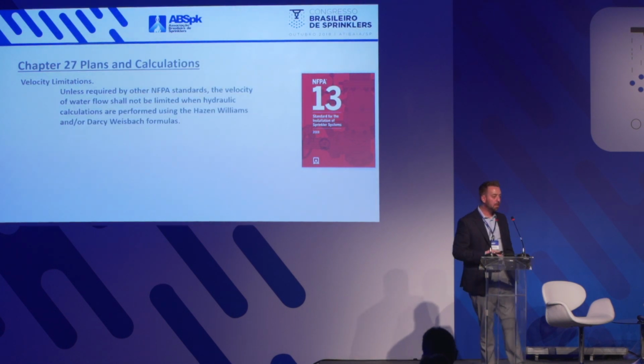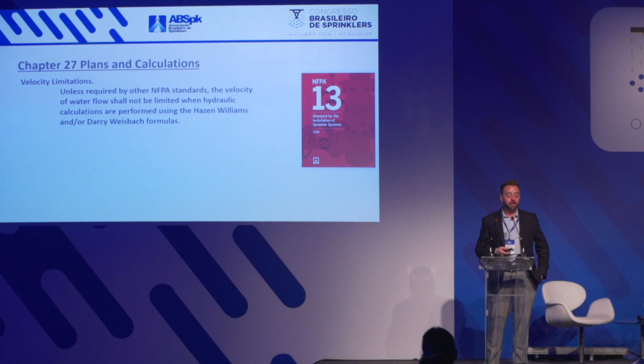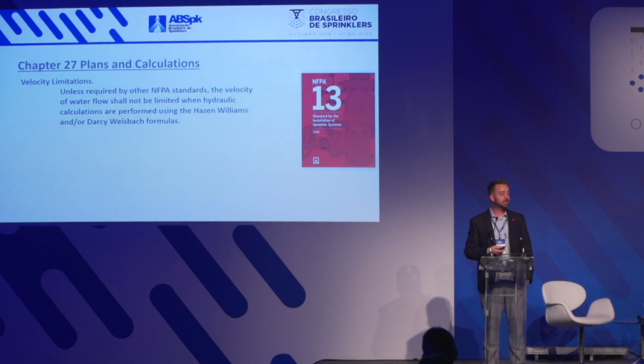Chapter 27 for our plans and calculations, it clarifies that there is no limitation on velocity. So that was also something that would come up. A lot of people limited the velocity that the water could travel through the pipe at, and now that's going away. So as long as the system calculates out, you can have a higher velocity with smaller piping.